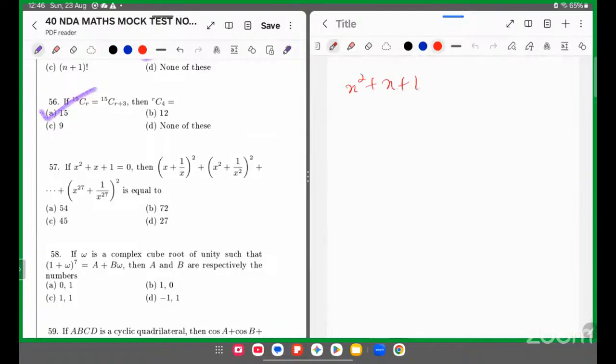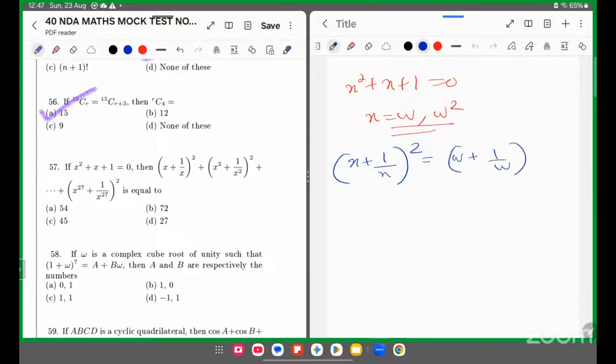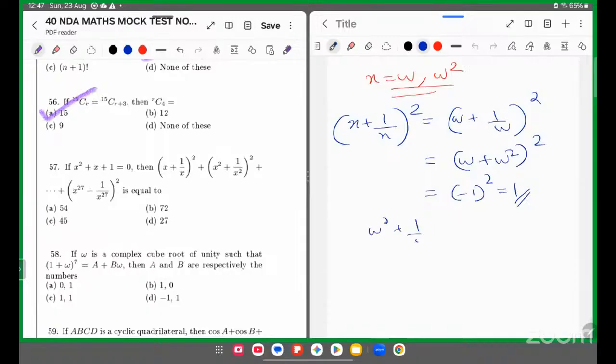Second, x square plus x plus 1 equal to 0. x is equal to omega and x is equal to omega square. These are the roots. If I put omega square also, omega square plus omega the whole square, there is also minus 1 square. There is 1. So you are getting 1 plus 1 plus 1 plus.